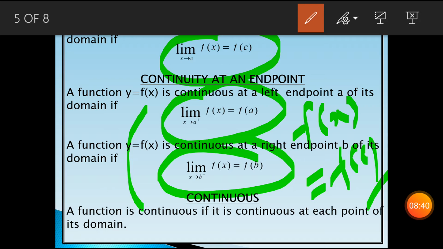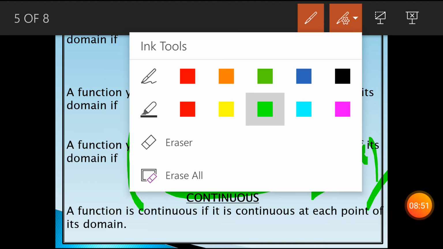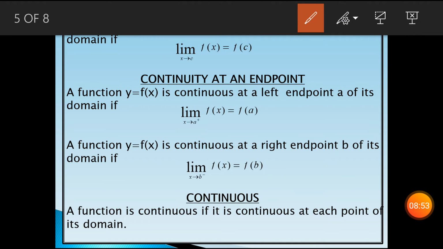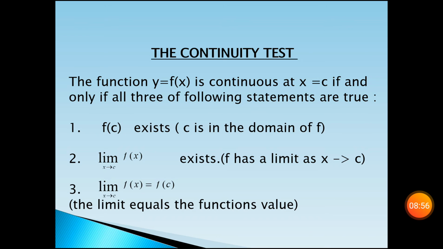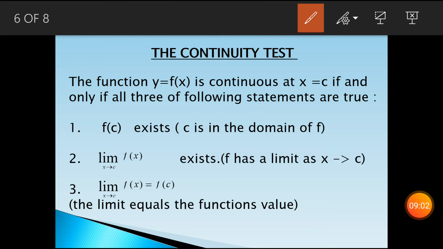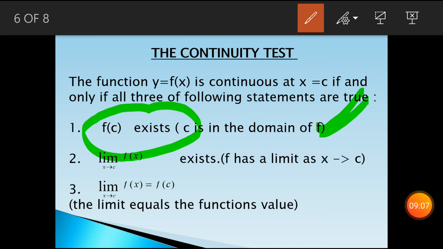Okay, so a function is continuous if it is continuous at each and every point of the domain, then we say the function is continuous. Clear? Now what is the continuity test? There are three things which are very important. A function is said to be continuous at c when, first point, f(c) exists. c is a point in the domain. Very important point, f(c) should exist. If f(c) doesn't exist, then we are not going to talk about continuity.